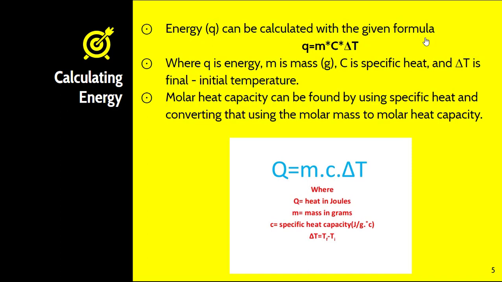Now, the amount of energy, Q, can be calculated with the given formula. Q equals mc delta T, where Q is energy, and that is measured in joules, m is mass, and c is the specific heat. Delta T is the change in temperature, or the final minus initial temperature. Molar heat capacity can be found by using the specific heat and converting it using the molar mass. Rather than using grams in the calculation, we would use moles as well. So just a couple of things that are different there, but keep in mind you have specific heat capacity, which is used with grams, so m is going to represent mass. You could also use molar heat capacity, in which you would have the moles of the substance. Either way, you're going to get roughly the same answer.